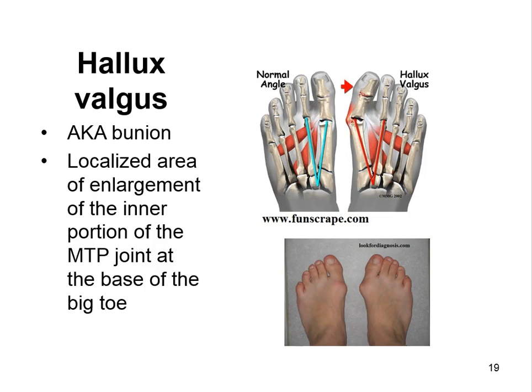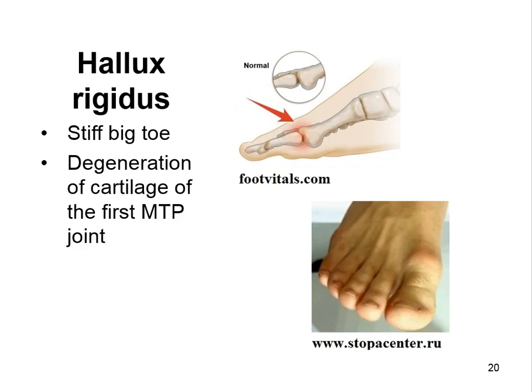Hallux valgus. It's also known as a bunion. It's a localized area of enlargement of the inner portion of the MTP joint at the base of the big toe, and that's the metatarsophalangeal joint. So this is a metatarsal, and these are the toes, and these are the phalanges. So the metatarsophalangeal joint. Okay? Now, hallux rigidus is a stiff big toe. It's rigid. Degeneration of cartilage of the first MTP joint.